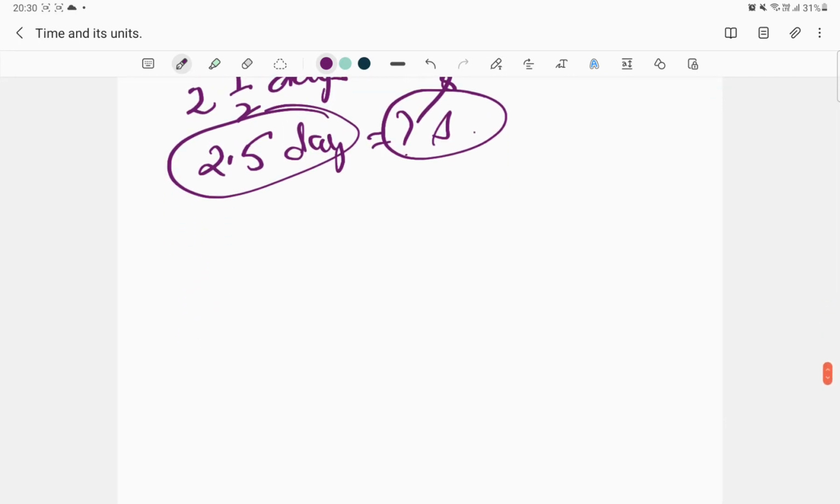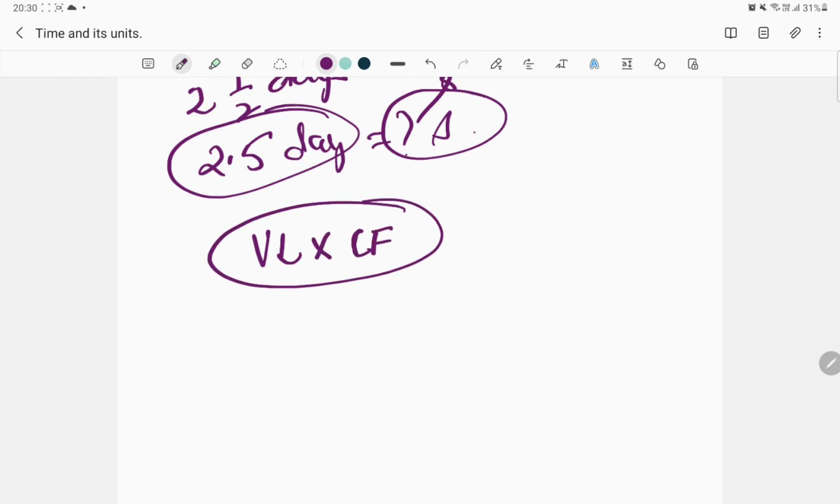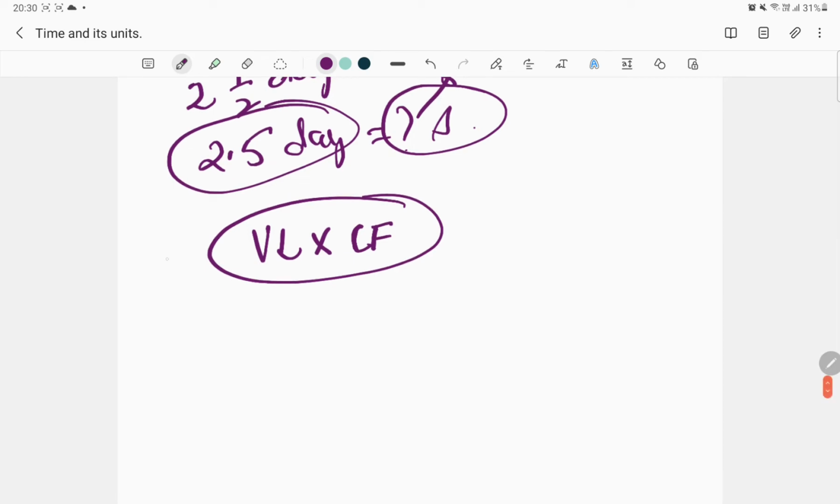If you need a graphic idea of how we convert a larger into a smaller unit, and how we've made a certain formula in the past, this is the formula: value of the larger unit times the conversion factor. If you still want to learn how we've come across this formula, I want you to go and watch the previous videos that we've done. But for now, in order to convert any large unit into a small unit, we can use this formula, which is value of the larger unit times the conversion factor.